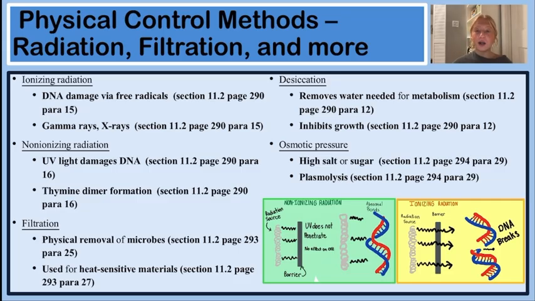So osmotic pressure is like using high salt or sugar. It limits growth by drawing out water in high-salt or high-sugar environments, and this leads to plasmolysis and metabolic inhibition rather than outright killing the bacteria.